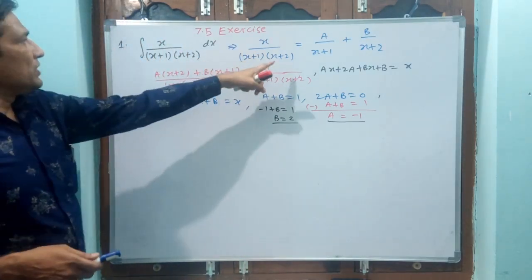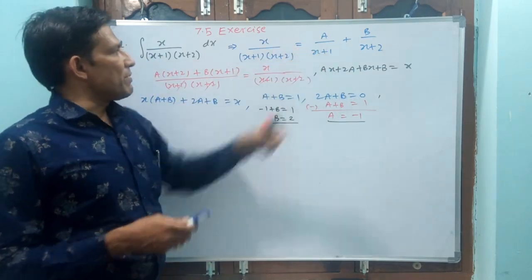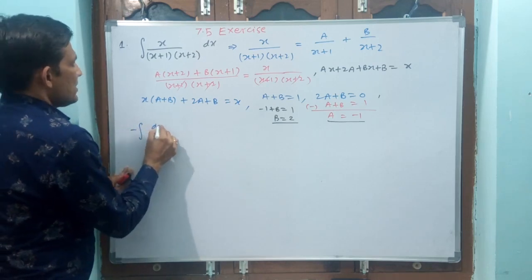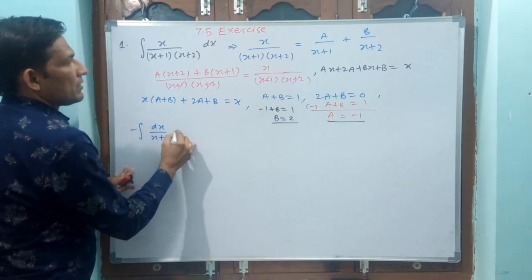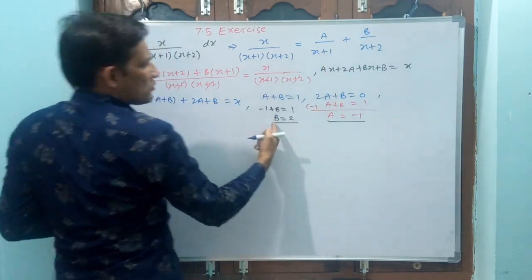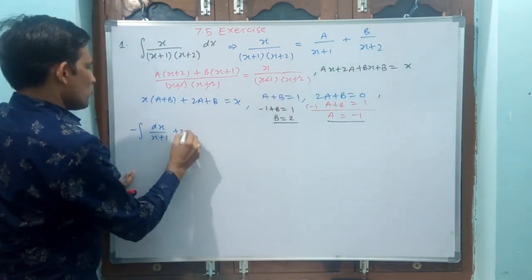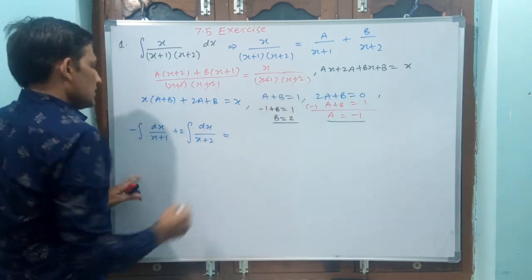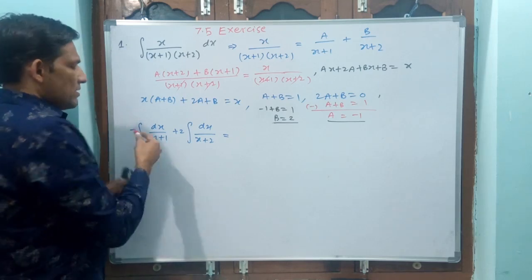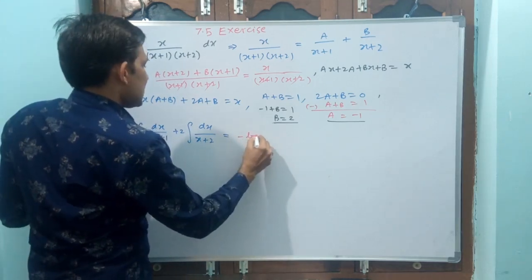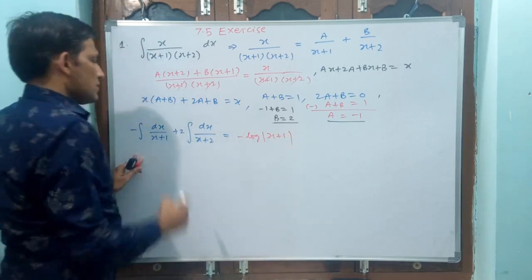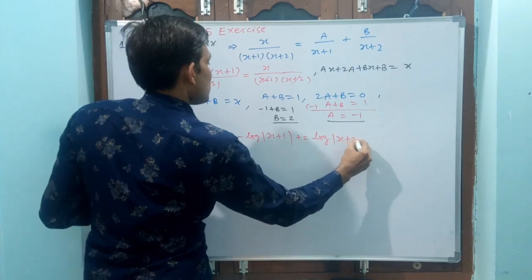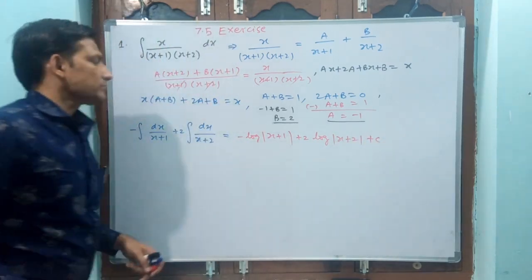Now you go back again, you see how you are going to split. You are going to split like this: a is how much? Minus 1. That means integral minus dx by x plus 1, and b is 2, that is why plus 2 I am writing, plus 2 integral dx by x plus 2, that is equal to minus log modulus x plus 1 plus 2 log modulus x plus 2 plus C.